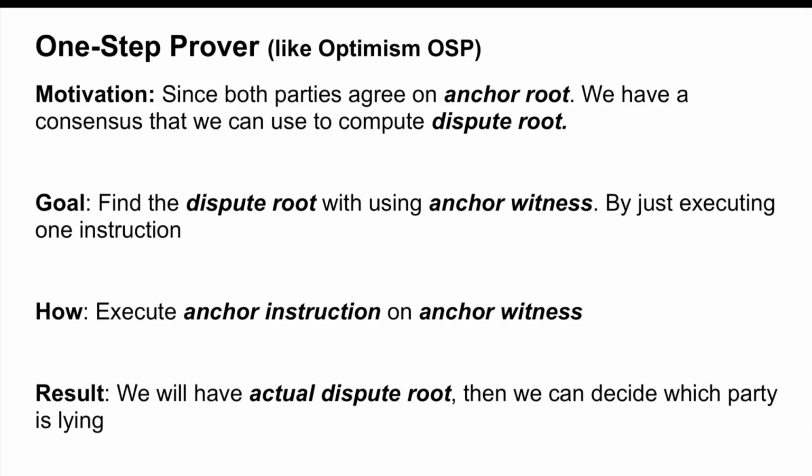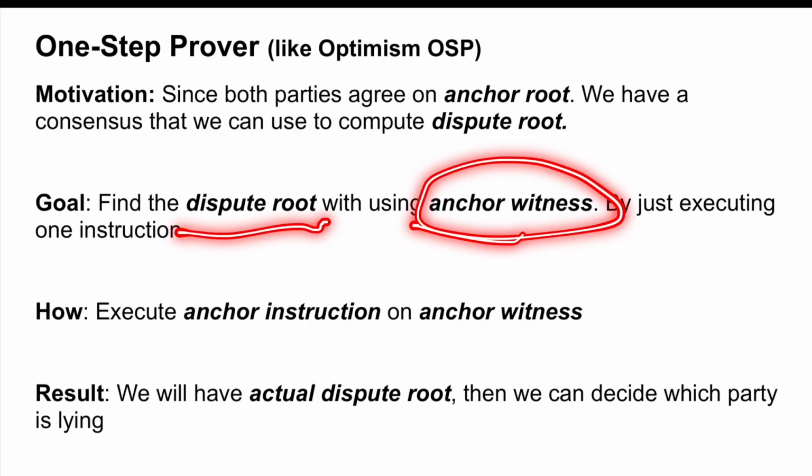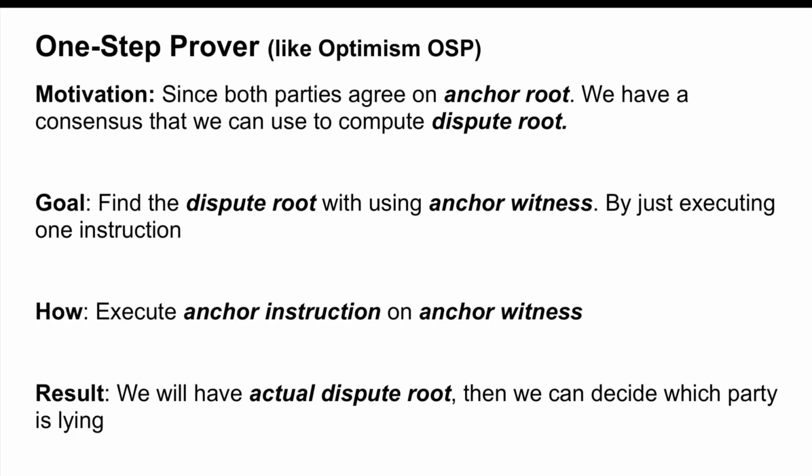So the motivation is, since both parties agree on anchor root, we established a consensus on the anchor root. We can use this consensus to compute dispute root. So the goal is to find the dispute root using the anchor witness. That's why we needed the witness, by just executing one instruction. So how do we do this?